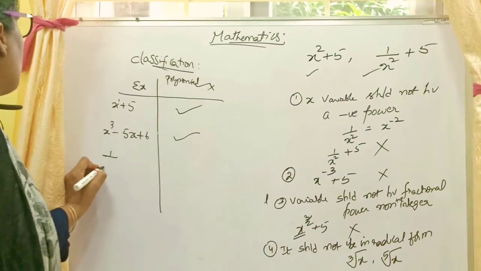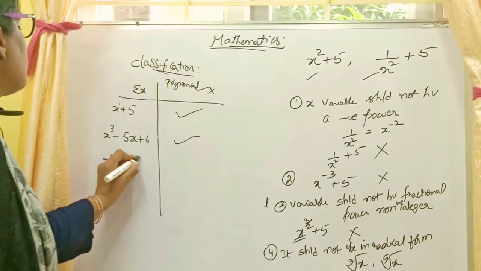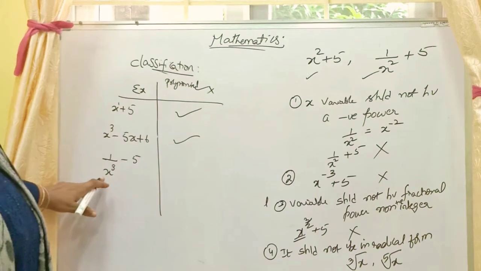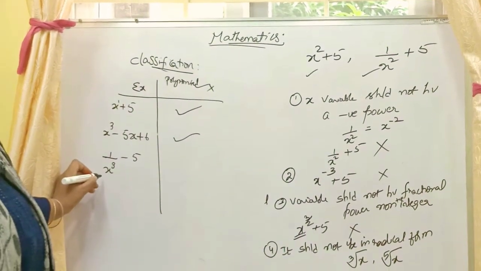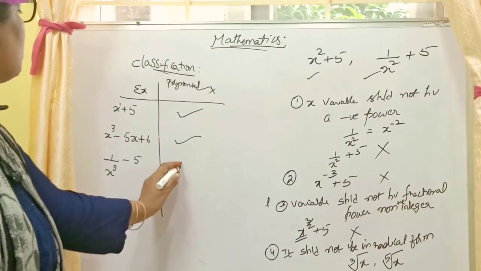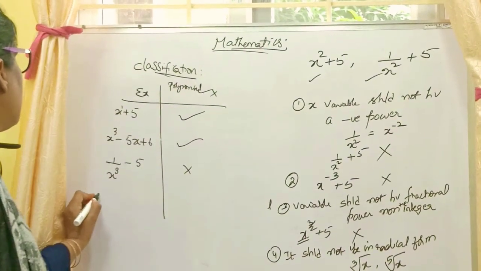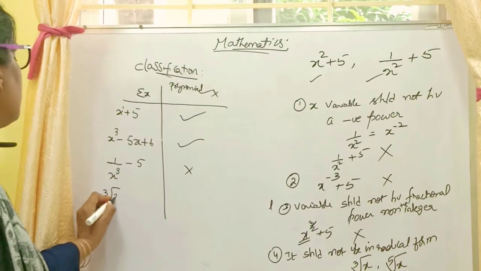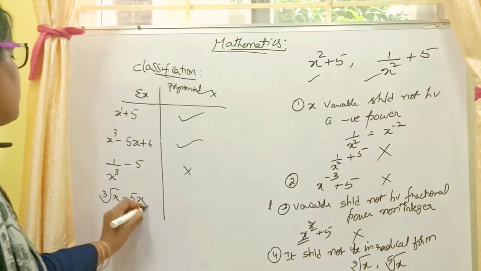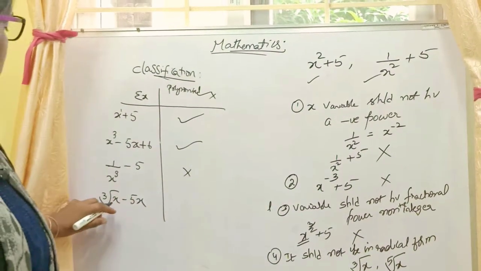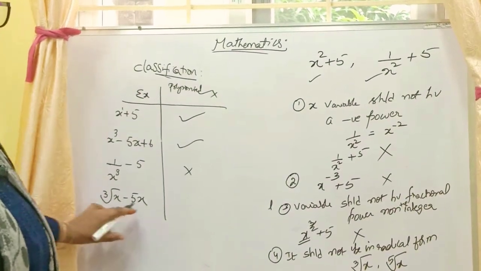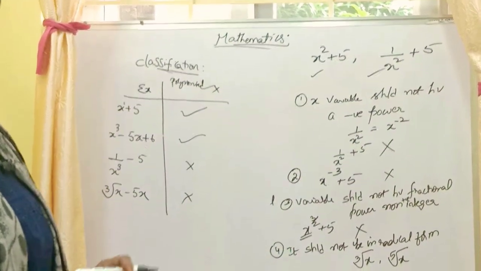Next is 1 by x cube minus 5. Here the variable is in the denominator, so since the variable is in the denominator, it is not a polynomial. Next is cube root of x minus 5x. As you can see, x is in radical form. Therefore this is also not a polynomial.